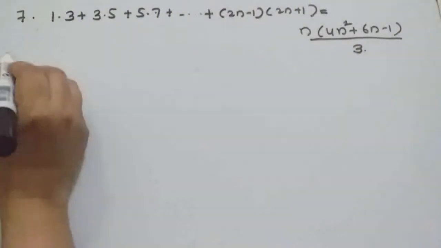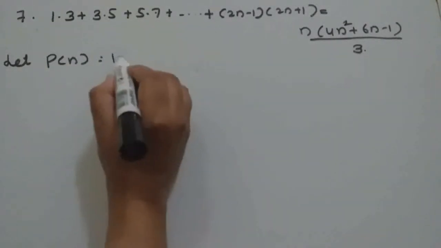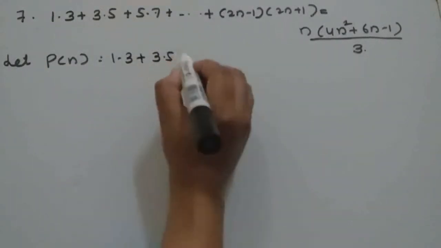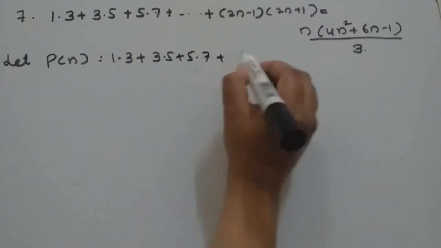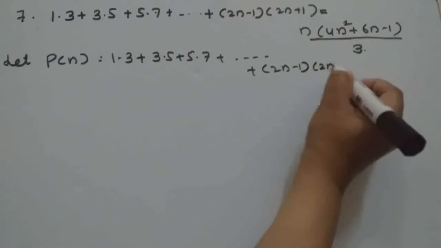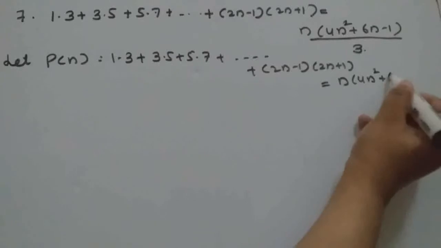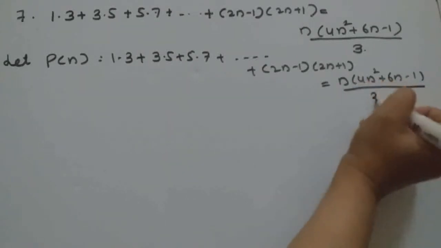First of all, we will consider this statement as P of n: 1.3, 3.5, 5.7 plus so on, the same statement. Now what is the first step? First step is we will prove for n equal to 1.